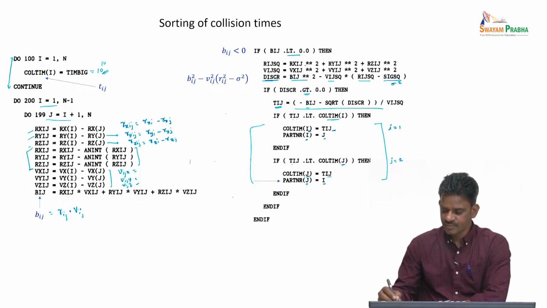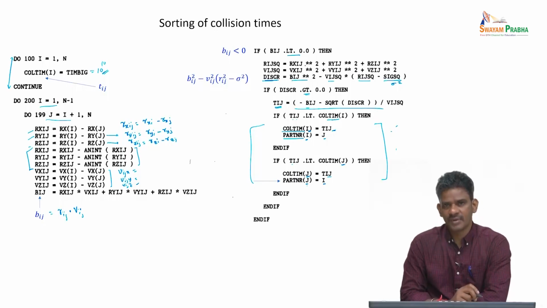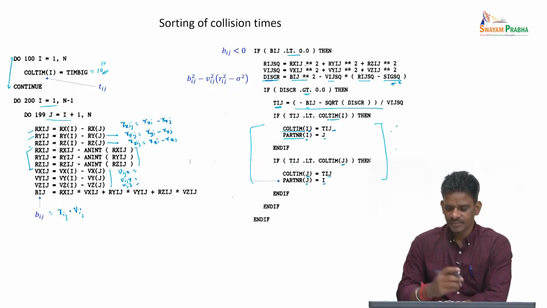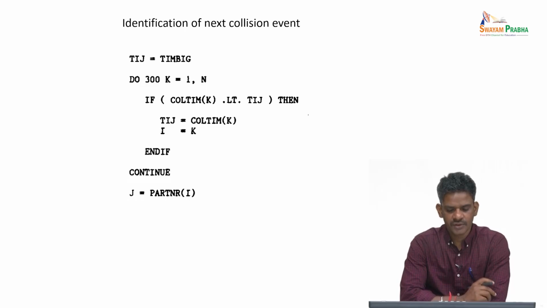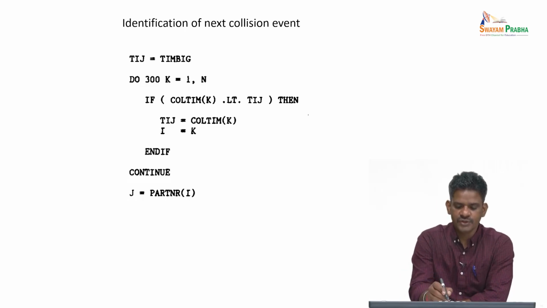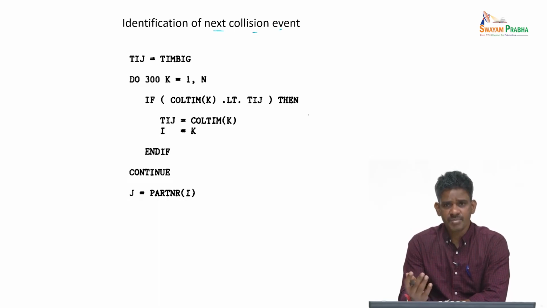So, when you come out of this particular loop, you will see two arrays: the collision time for each particle, and the colliding partner of each particle. That is something we can get from this looping. The next step is to find the next collision event.